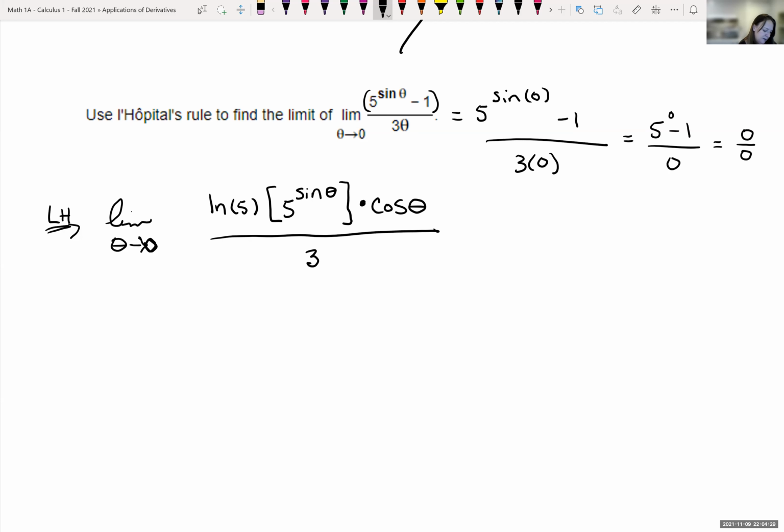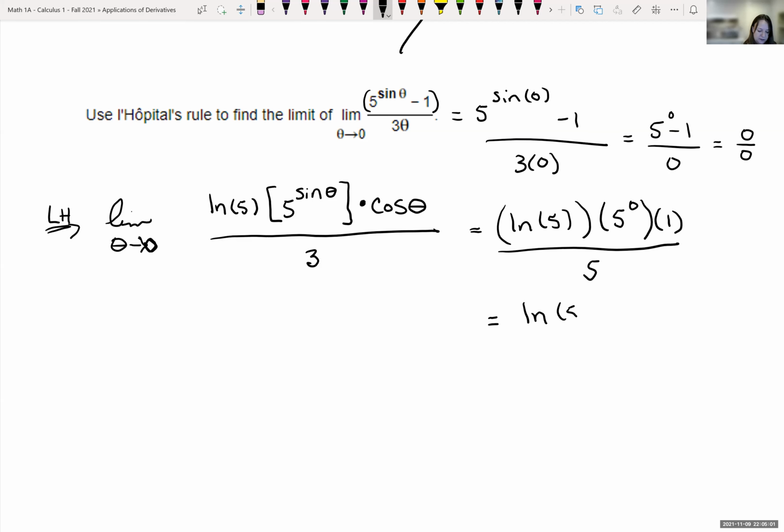So let's see if we go in here and we plug in 0 wherever we see a theta. And so if we do that, we get the natural log of 5 times 5 raised to the sine of 0. So that's really 5 raised to the 0 power. And cosine of 0, that is just 1, all over 5. So I see that we're left with just natural log of 5 divided by 5.